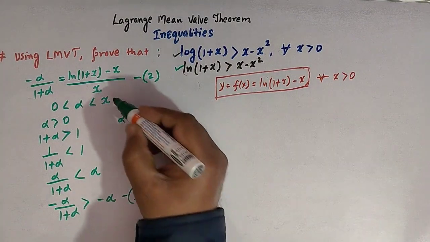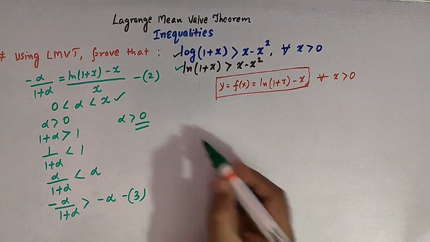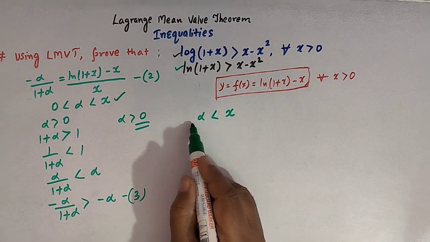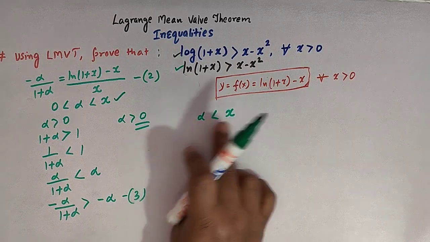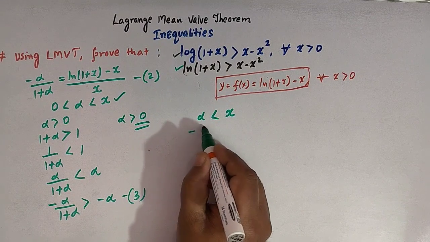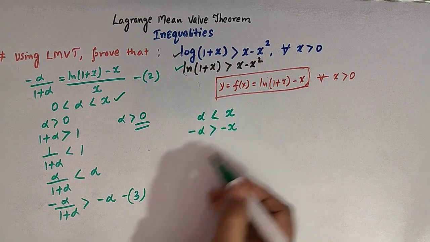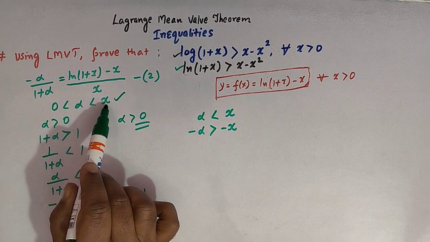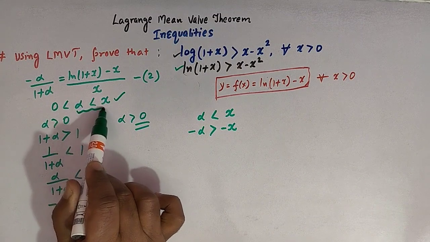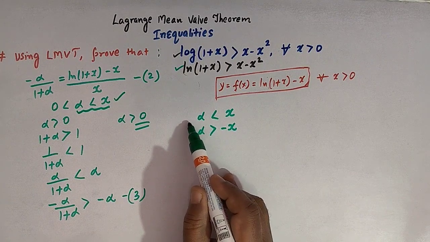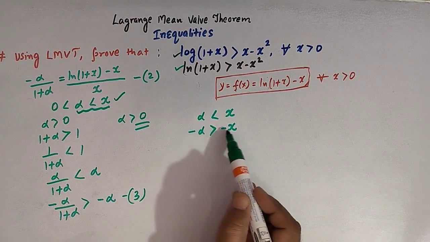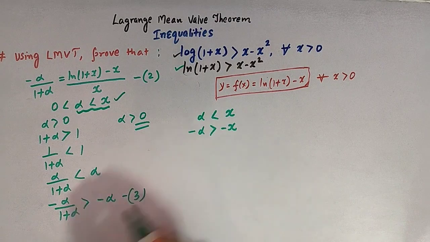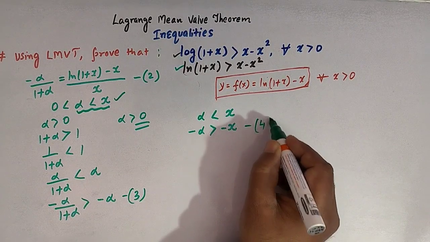So now let us once again take this inequality, right? See, here we have alpha is less than x, right? And now if we multiply both sides by -1, we'll get minus alpha is greater than minus x, right? So what we have done here, we have alpha greater than 0 but less than x. So we have taken this inequality, alpha is less than x. We have multiplied both sides by -1. So we have got minus alpha greater than minus x, right? Now this is inequality number 4, right?